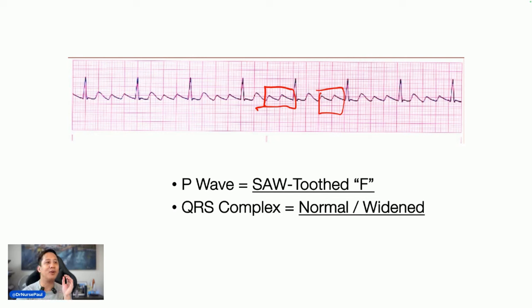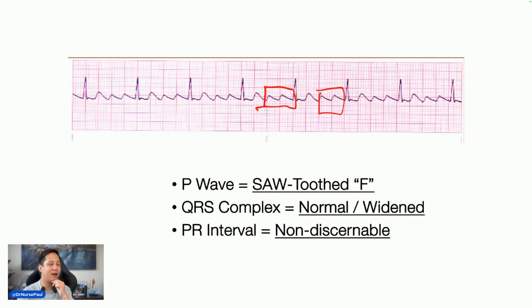Guys, I'm going to give you a quick tip. All right? Be ready for another pearl. The quick tip is, if you don't see a normal P, there's no PR. If there's no P, there's no PR, because there's no starting point. Remember, the PR interval starts with a P. You got it? So in this case, I do not see a normal P. Do I have a PR? Yes or no?